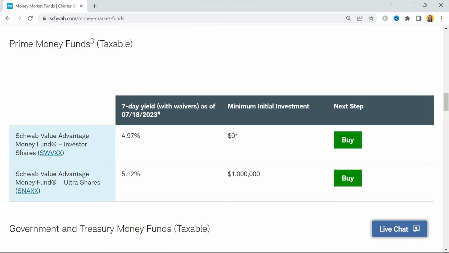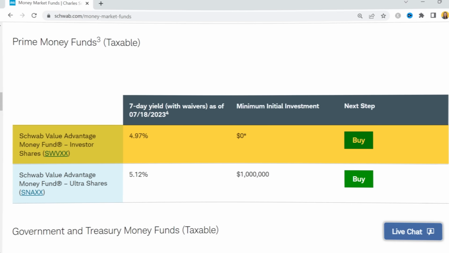Now, for those of you who are willing to take on a bit more risk for a bit more return, Schwab also offers a prime money market fund, again, separated into investor and ultra share classes. As with the government and Treasury money market funds we just talked about, the investor share class has a slightly lower yield and no minimum initial investment.